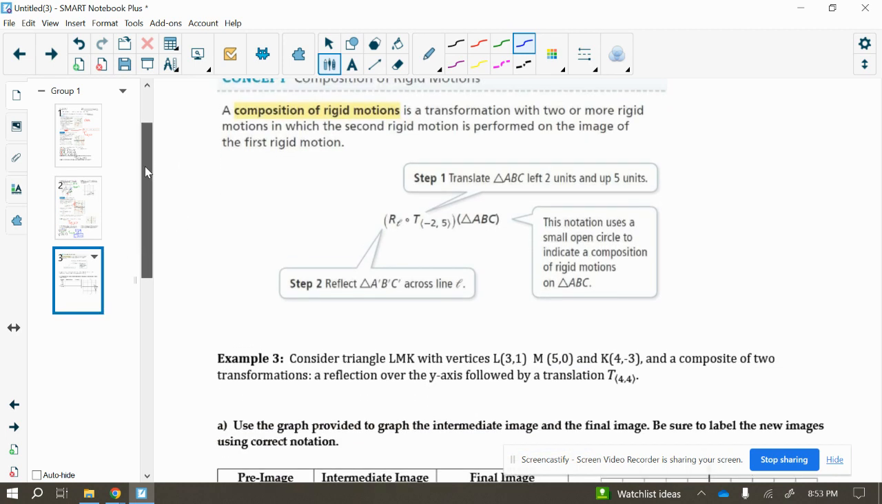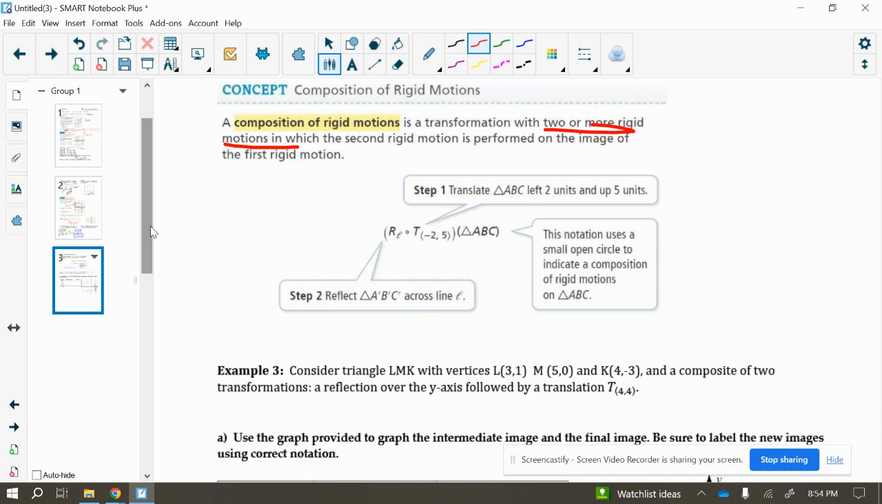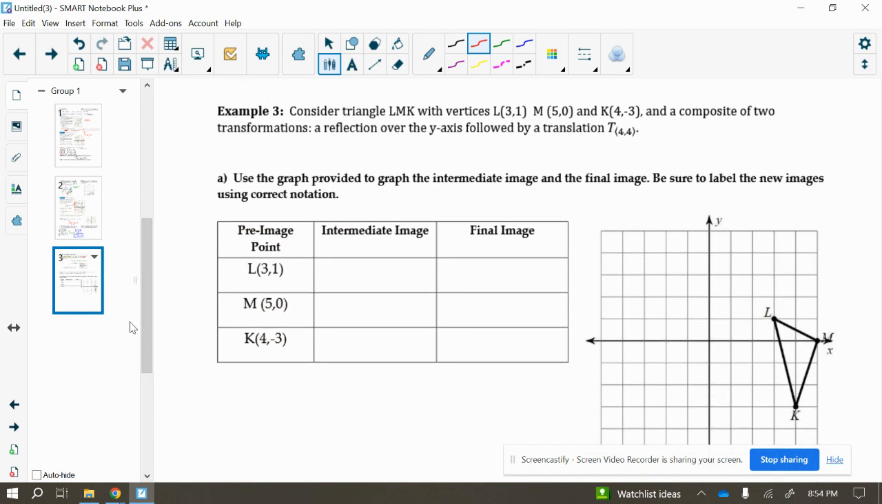Our last part of these notes is talking about a composition of rigid motions. What a composition of rigid motions does is it does 2 or more rigid motions in a row. In this case, they are first translating, notice we go right to left, and then we are reflecting. We can then come up with a final image. You take the translated points and reflect them, so you use your first image and then create a second image from those points.